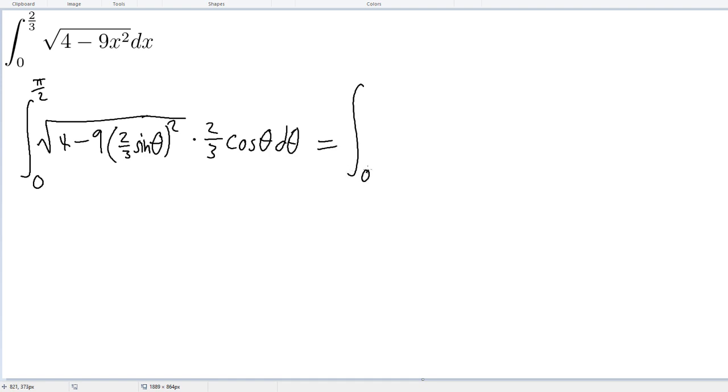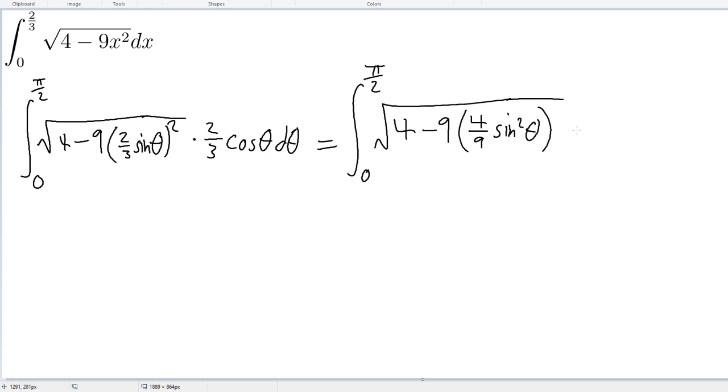So now let's simplify this further. Let's see. This is square root of 4 minus 9, and then squaring this is like 4/3. No, I'm sorry, 4 over 9, because 2 squared, 3 squared is 4 and 9. So sine square theta, then multiplied by 2/3 cosine theta d theta.